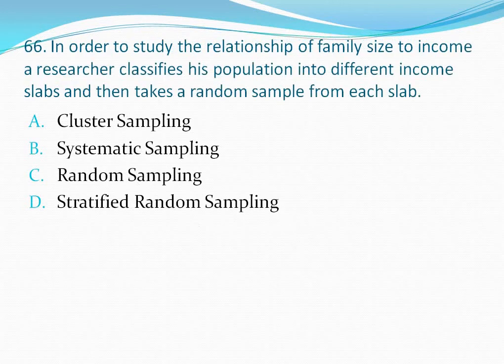Question number 66. In order to study the relationship of a family size to income, a researcher classifies his population into different income slabs and then takes a random sample from each slab. Which technique of sampling has been adopted? Your options are A, cluster sampling, option B, systematic sampling, option C, random sampling, option D, stratified random sampling. And the correct answer is stratified random sampling. Let's move to the next question.